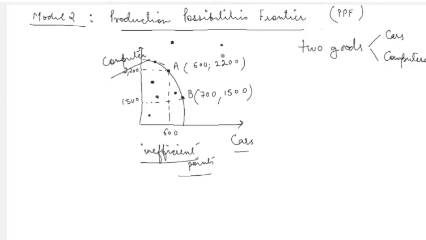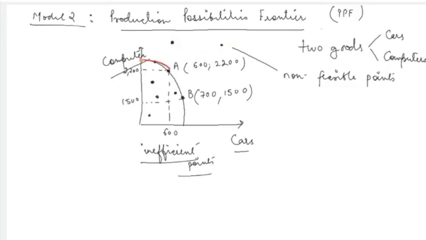These are points which are non-feasible points. And why are we calling them non-feasible points? Simply because we cannot attain these points. Given the amount of inputs we have, given the amount of technology we have, it is impossible for this economy, जिसके लिए हमने graph plot करा है, to attain these points.